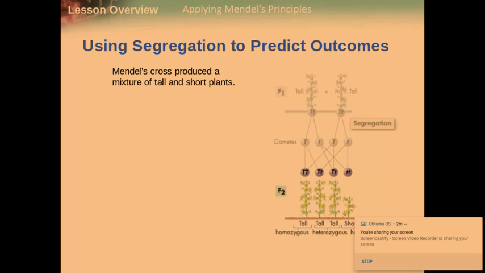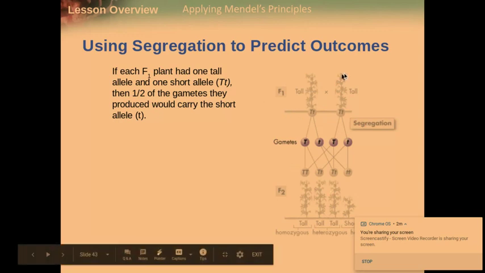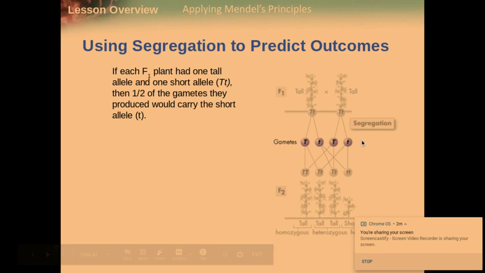Mendel's cross produced a mixture of tall and short plants. Each F1 plant had one tall allele and one short allele, big T, little t. Then half of the gametes they produce would carry the short allele. So what that means is, if you look over here are basically the sperm and the eggs, if you will, and half of those are big T's and half of them are little t's.